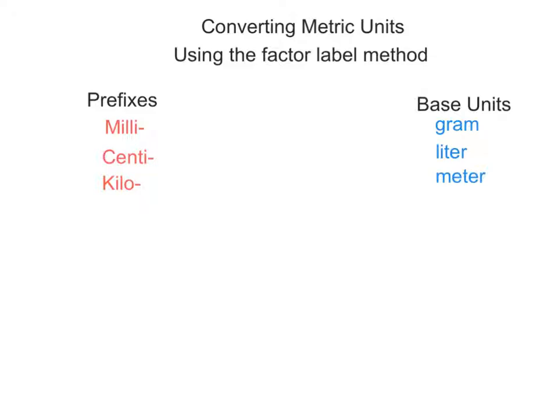Okay, so now you're ready. This is just a little review from our previous notes, so you do not need to write anything down from this page. I wanted to remind you that we have prefixes and base units when we do metric units. We have milli, centi, and kilo, and then we can add to the end gram, liter, or meter.